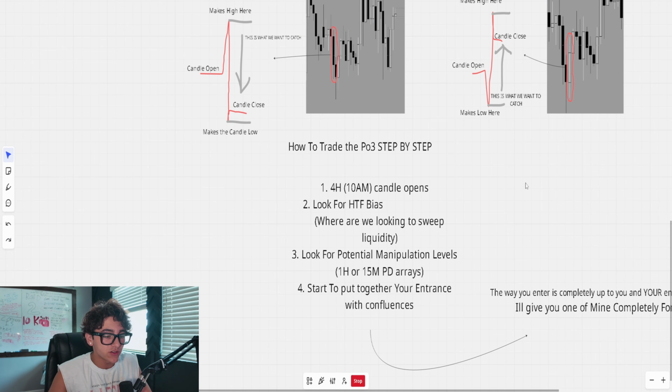There's a bunch of different ways you can do this. I've been trading for almost 5 years now. I started trading when I was 13. So obviously, I'm going to have a bunch of different things that I've learned throughout the years that allow me to know when I do and do not want to get inside of the market.